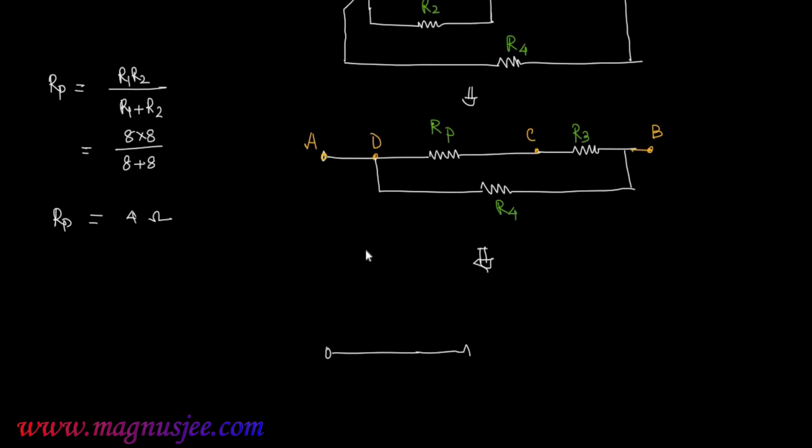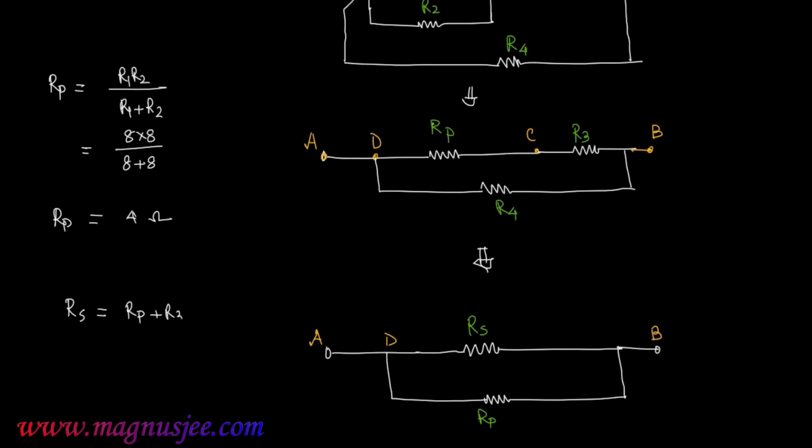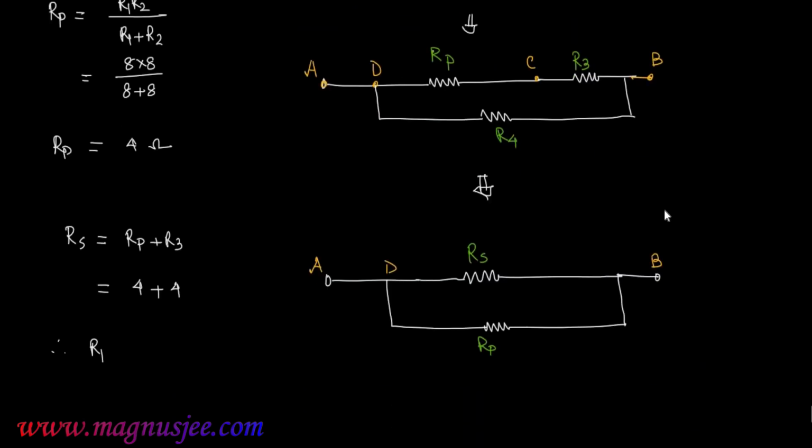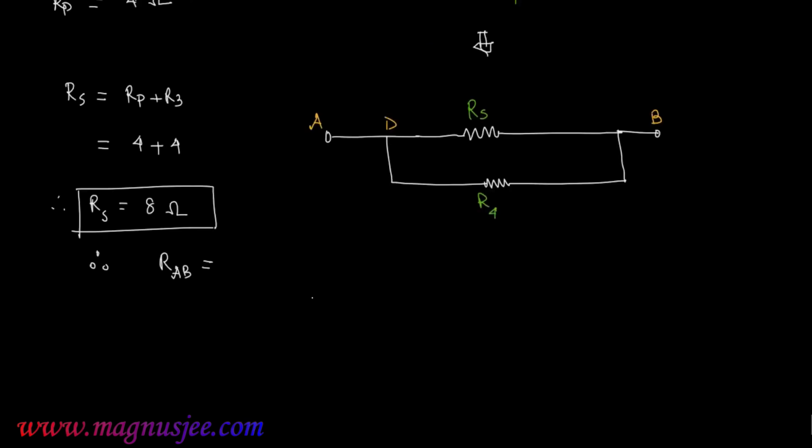We get the equivalent resistance of the parallel combination of R1 and R2 as Rp, which is equal to 4 ohm. Now in place of Rp and R3, we can write Rs, and we have to denote R4 again. The equivalent resistance Rp and R3 are connected in series combination between the 2 points D and B. So Rs is equal to Rp plus R3, that is 4 plus 4. So we get Rs, which will be equal to 8 ohm. Rs is the equivalent resistance of the series combination of Rp and R3.